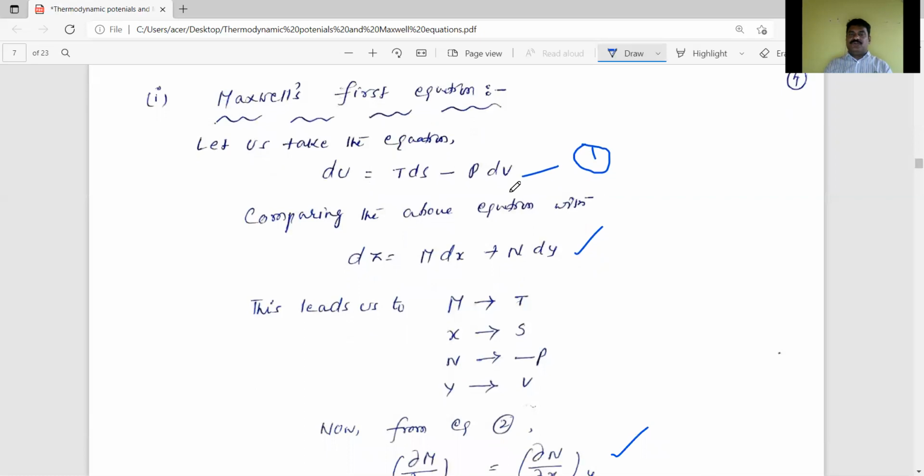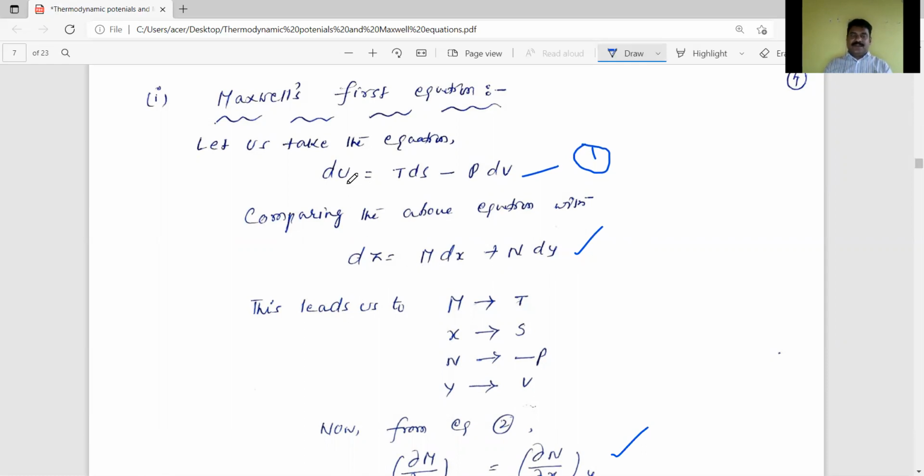Now what you have to do is compare this equation with the equation dz equal to m dx plus n dy. You should compare each and every variable with the variable of this equation.